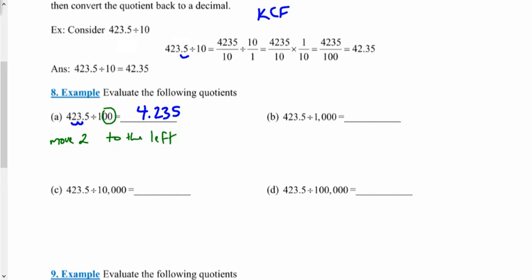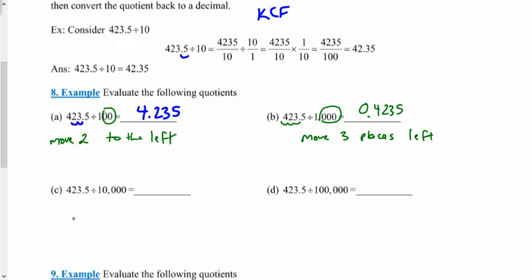Okay, so keeping that in mind, over here we've got 1,000. Think about this. If I have 3 zeros here, then what I'm going to do is actually move 3 places left. That's what we'll do with our decimal. So we're going to take this decimal and go 1, 2, 3 places to the left, and we get 0.4235. And again, we usually put that 0 right out front.